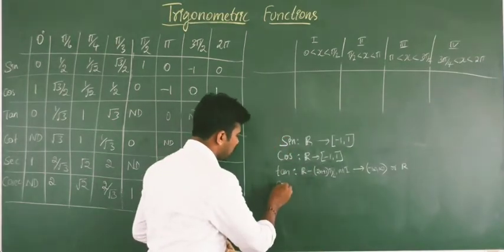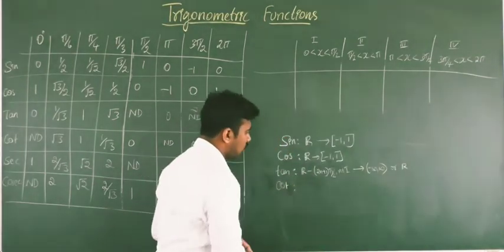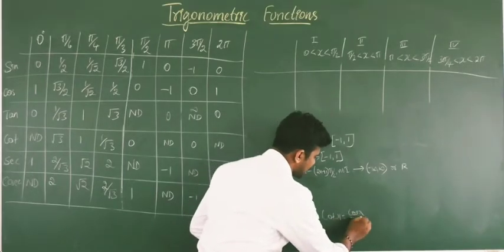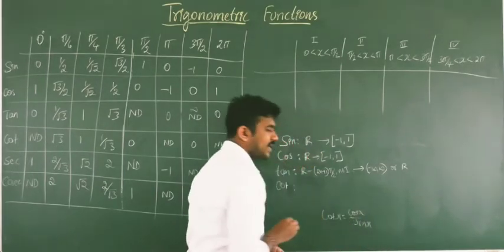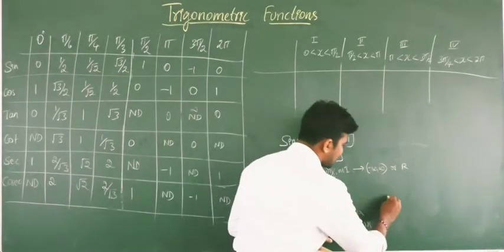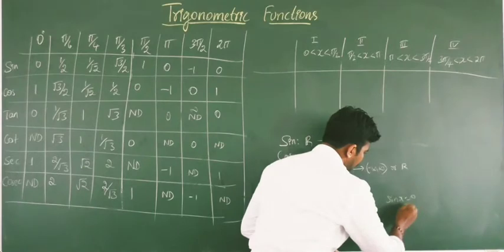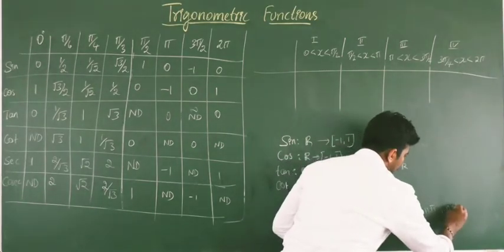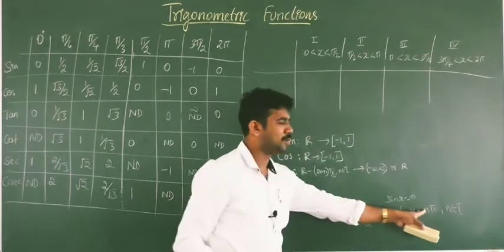Similarly, for the cot function, cot x is nothing but cos x divided by sin x. Here sin x should not be equal to 0, then only cot x is defined. Sin x is 0 if x is equal to an integral multiple of pi.